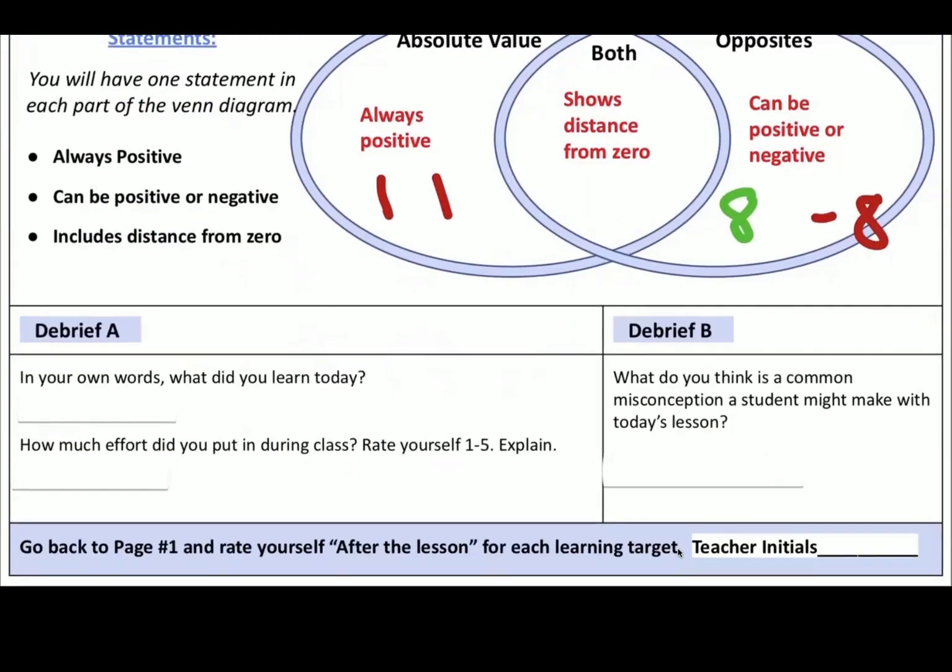To close out today's lesson, we're going to complete the debrief. So in your own words, write what you learned today. Rate yourself 1 through 5. How much effort did you put in during class? And then what do you think is a common mistake a student might make with today's lesson? What do you think is an easy mistake they might make? Once you've done that, you're going to go back to our learning targets on page 1. At the beginning of the lesson, you rated yourself 1 through 5. Now that we got some more practice, you're going to rate yourself after the lesson on page 1.